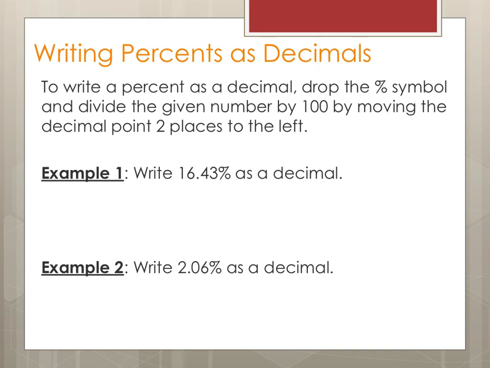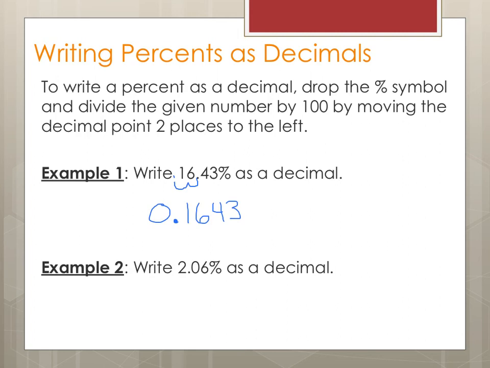So let's look at this first example. Let's write 16.43% as a decimal. Well, when we divide this by 100, we're going to move the decimal place 2 places to the left. So we'll get 0.1643. And I like to add a 0 at the front when I'm working with decimals.